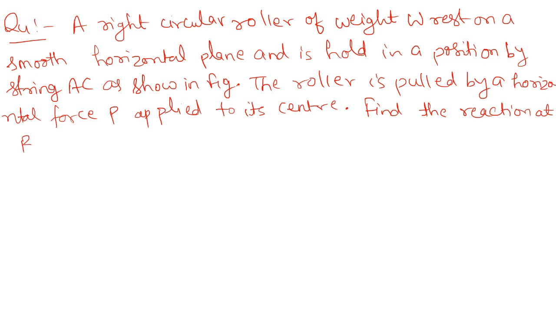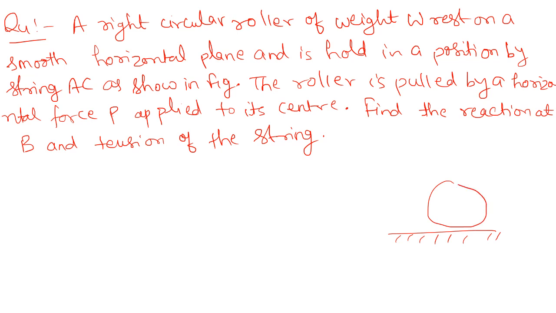Okay, so this is your horizontal plane on which a roller rests. From the center of this roller we apply a force P, and it is held by a string AC, and this is your point B. So we should find the value of the reaction that passes through the center of the roller, R.